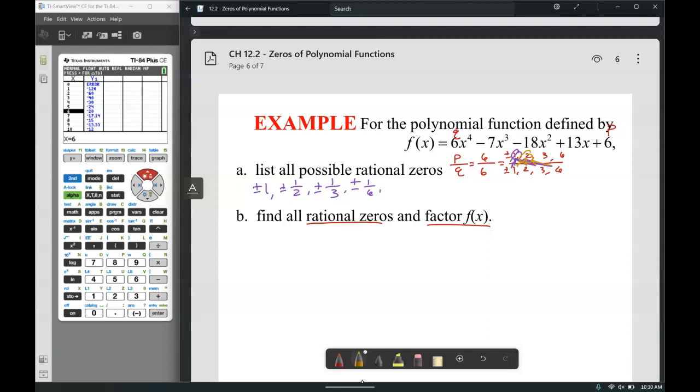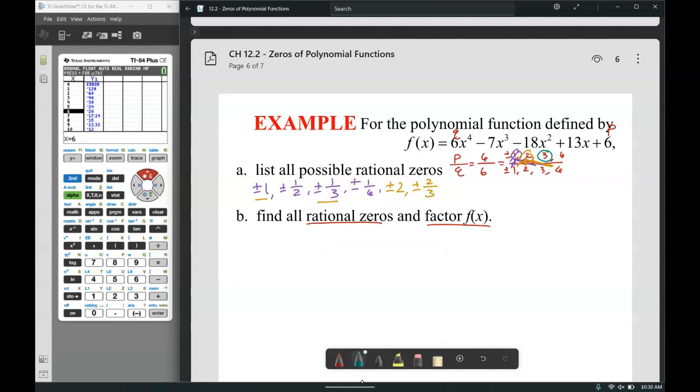So 2 over 1 just gives me 2. 2 over 2 simplifies to 1. Well, I already have 1, so I don't need to write it again. 2 over 3, that's a new one, so we're going to write positive and negative 2 over 3. And then 2 over 6 simplifies just to 1/3, and we already have 1/3, so we don't need to write it again. Now we're done with 2.